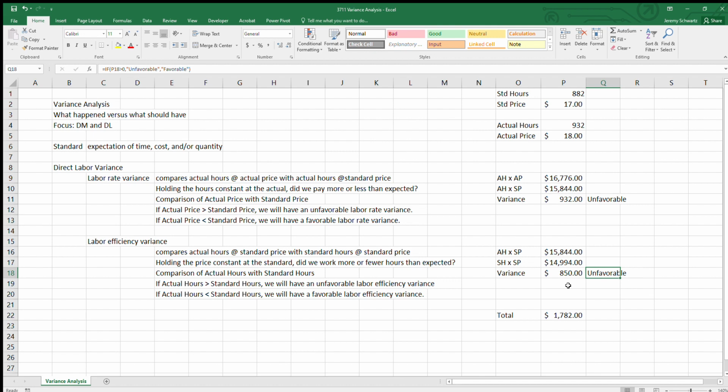as unfavorable as well. When we go into the next set of variances, what I'd like to do is build that ahead of time, and then we'll go through and discuss that a little bit more fully.